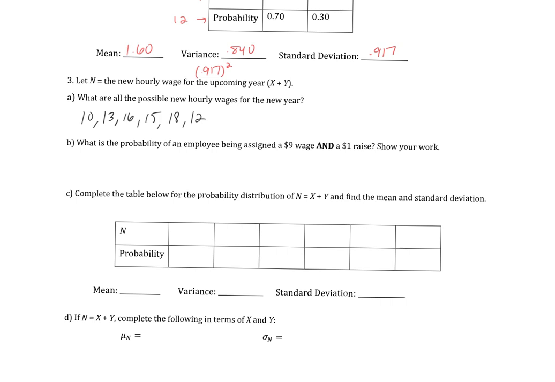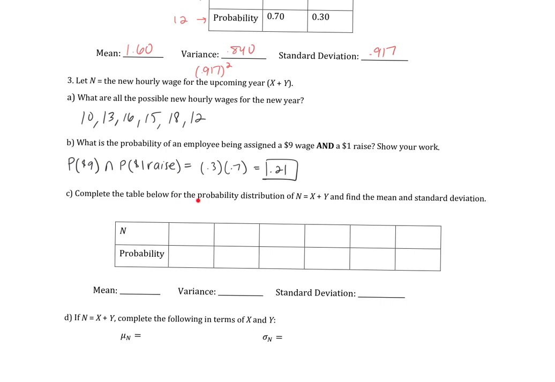What is the probability of an employee being assigned a $9 wage and a $1 raise? Since these are two random variables, we're just looking at the probability of a $9 wage and the probability of a $1 raise. The probability of a $9 wage is 0.3, and the probability of a $1 raise is 0.7, which gives 0.21. Because these are two independent events, as we learned from last unit, you can just multiply those probabilities together.